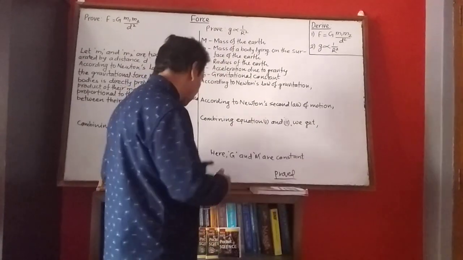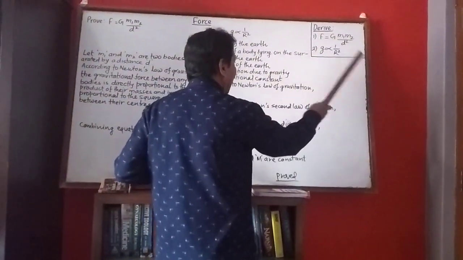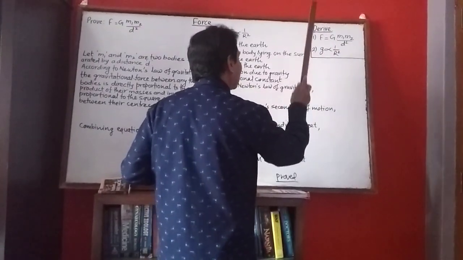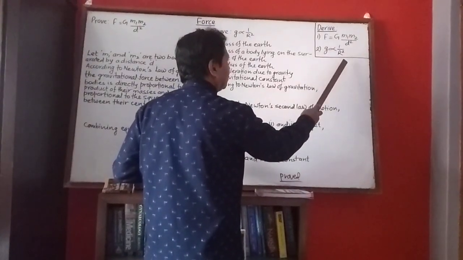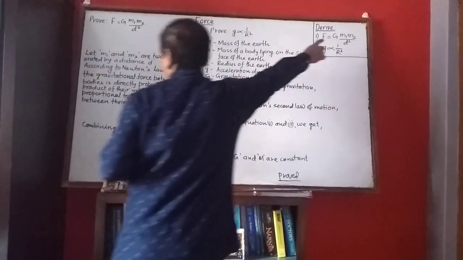Look at this. Number one is F equal to G m1 m2 by d square. We are going to derive this equation. And the second is another expression: g is inversely proportional to the square of the radius of the earth. Okay, let's start with the first one.